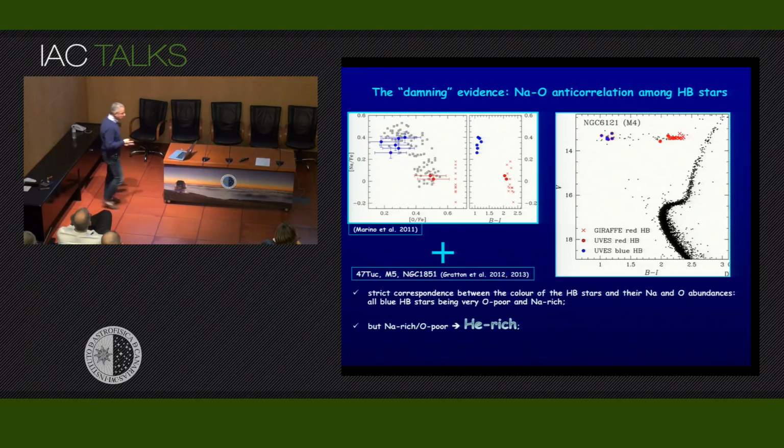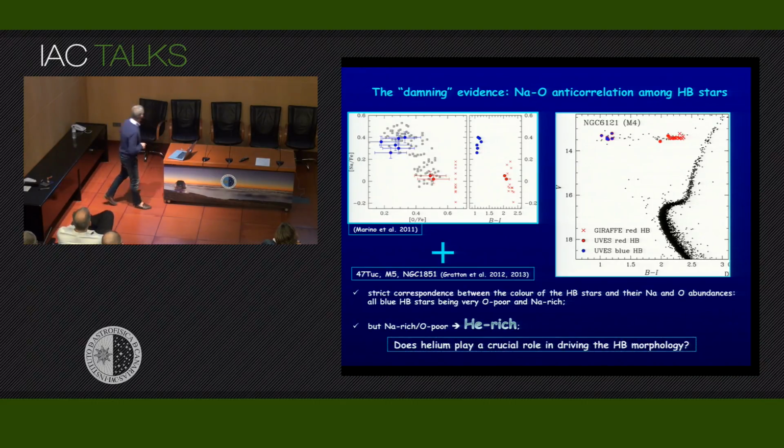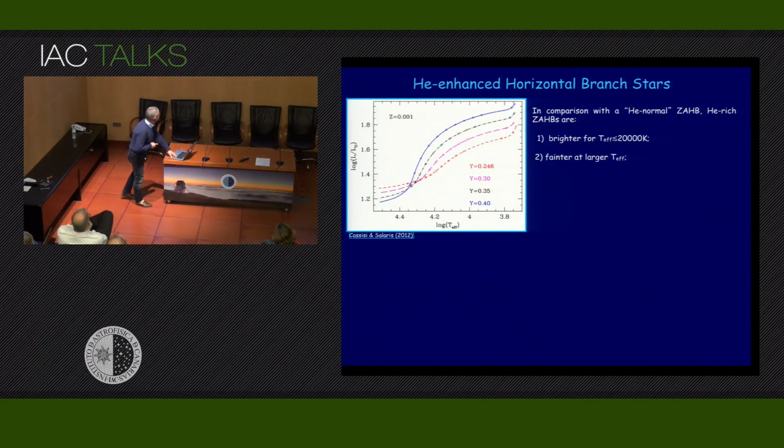Okay, so the question arises immediately: does helium play a crucial role in driving the horizontal branch morphology? If there is some evident difference in the helium abundance between red and blue horizontal branch stars, can helium eventually be the driver of the horizontal branch morphology? This is something that has to be explored. Let me come back to theoretical ground.